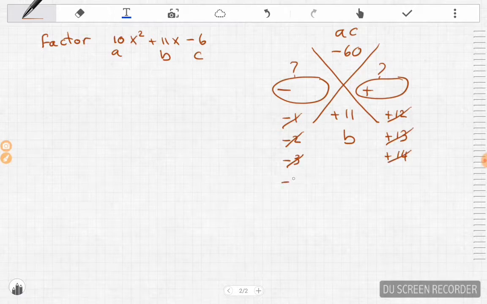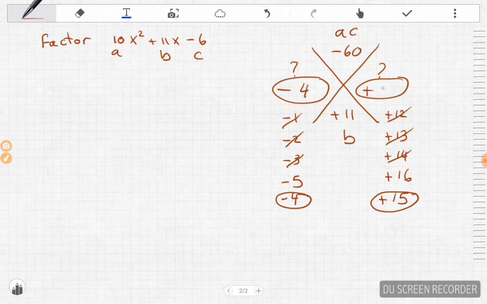How about negative 5? I want it to be 11, so I'm going to make this here 16. Again, 5 times 16 is not the right answer. But how about we skip one, which is negative 4 and 15. These are my two numbers, because negative 4 and 15 still give me 11, and if you multiply negative 4 and positive 15, they give you negative 60. So the two numbers I'm going to use are negative 4 and 15.